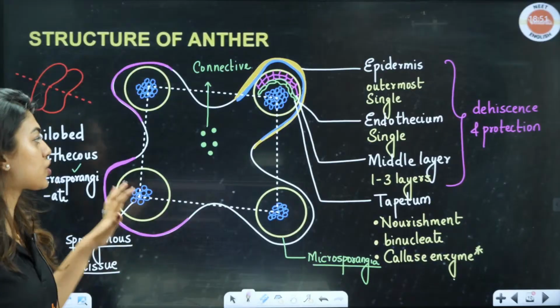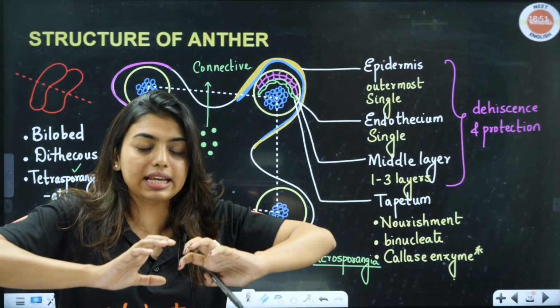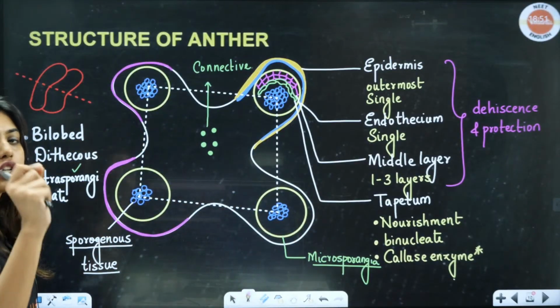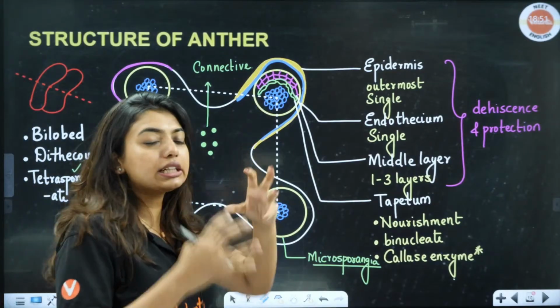Okay, this is the structure of the anther. So if I take that cross section and flip it like this, how is it going to look? It is going to look like this. Now what are the most important things that you need to remember? Your anther is to protect the pollen grains.